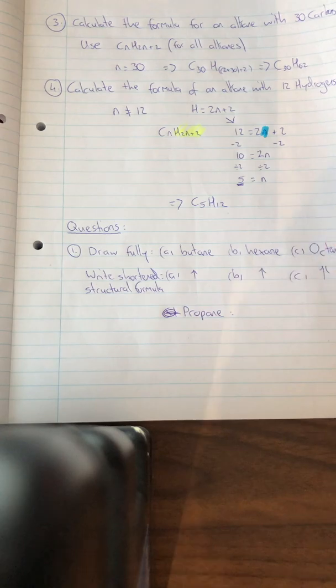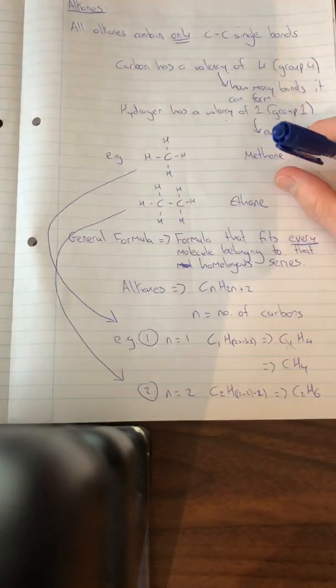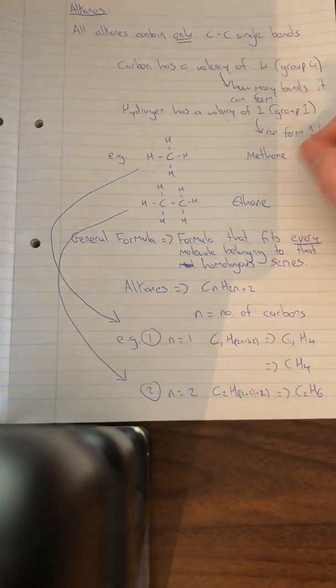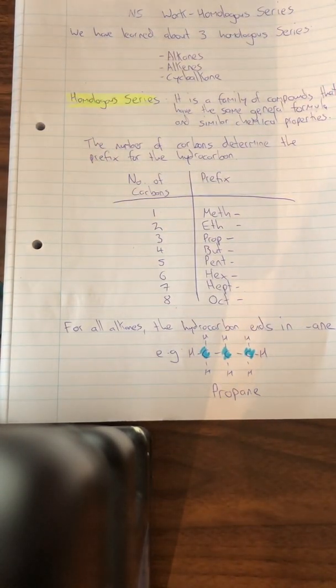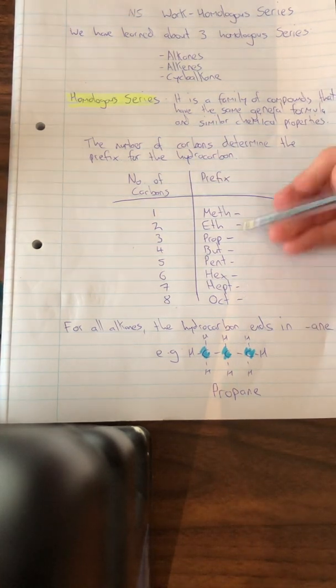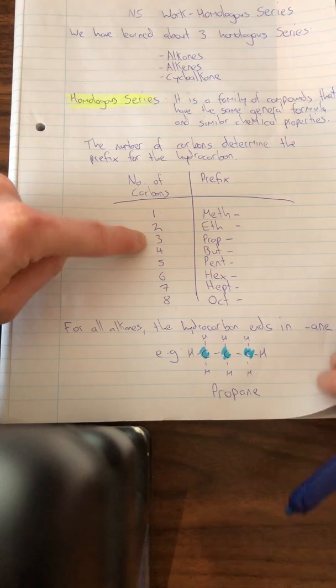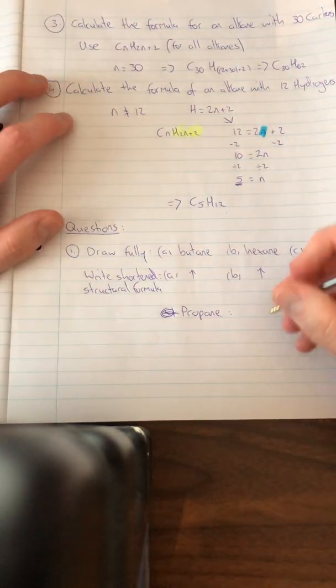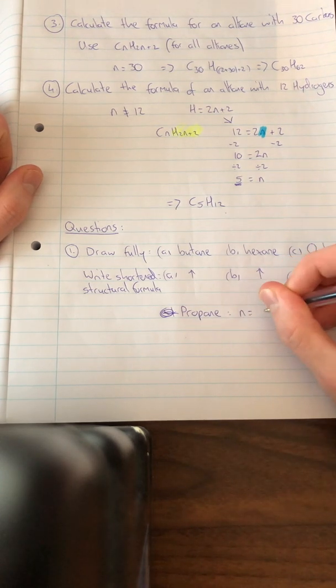Okay, so if we go back to our table, it's propane, so we're looking for prop. Where's prop? There it is. So how many carbons do we have? We've got 3. So if we go back, propane has 3 carbons, so N equals 3.